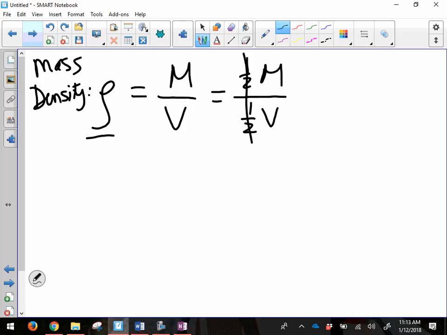Infinitesimally. If I take an infinitesimally small mass, which is my dm, it's going to fit into an infinitesimally small volume, which would be dv. Okay? Whether I take a half of it or a quarter or a third or 10%, because it's a uniform mass distribution, I'm going to get the same amount. I'm going to get that same ratio.